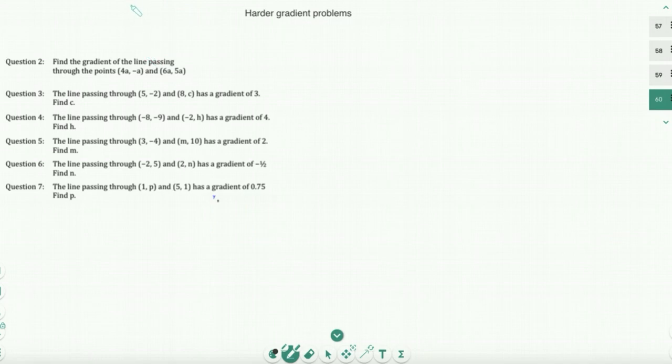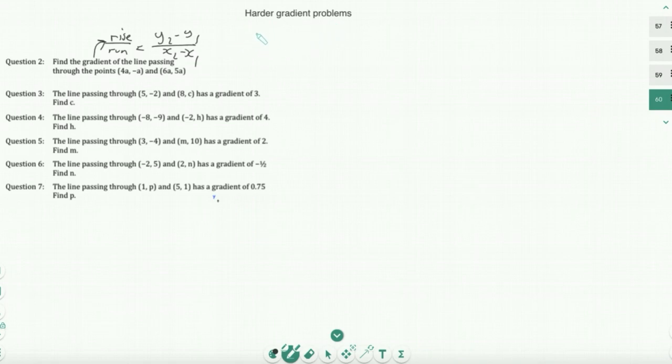Find the gradient of the line passing through the points (4a, -a) and (6a, 5a). What the? How can we have variables like a's as coordinates? That's impossible. Well, let's try and work through this problem. Find the gradient of the line passing through these points. Well, we have 2 coordinates, I suppose. And I think to myself, how do I find the gradient? Well, it's the rise over run. And to find the rise over run, you can use a formula, y2 minus y1 over x2 minus x1. So I suppose we can just use our formula.